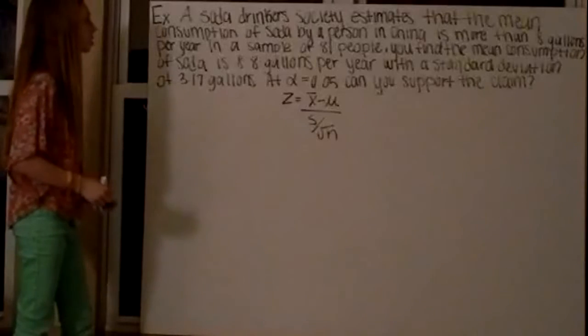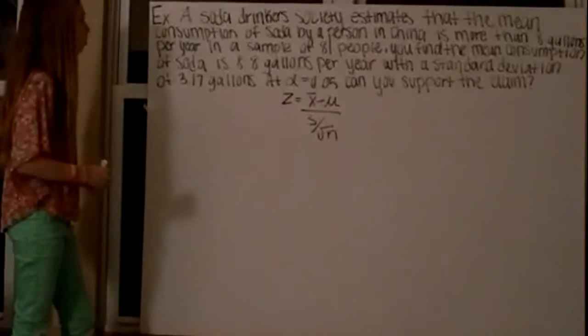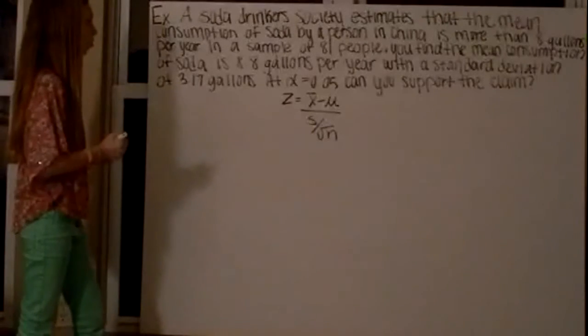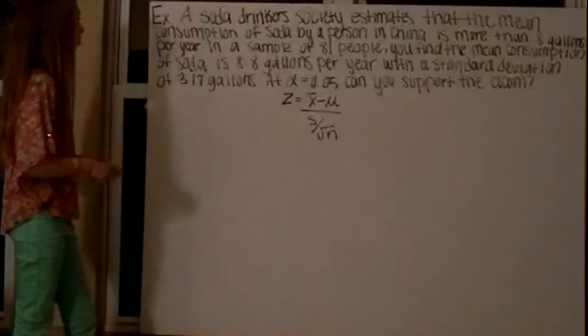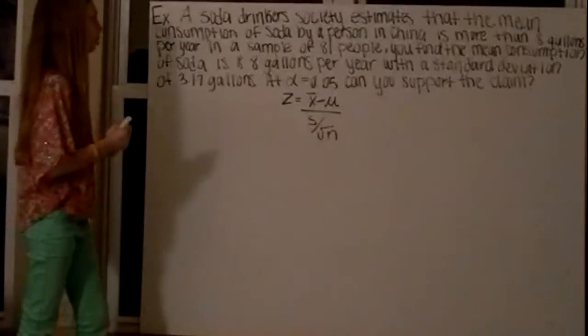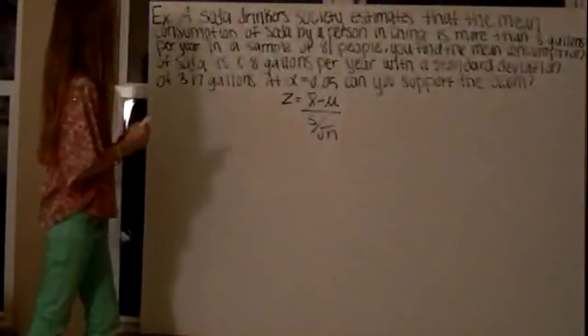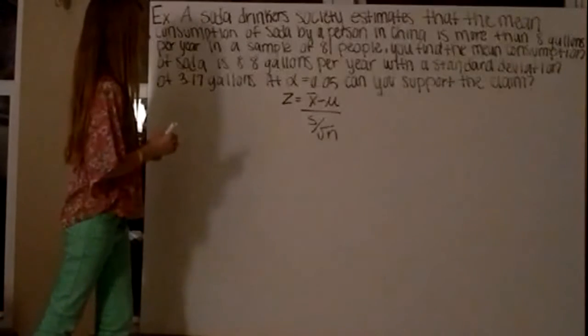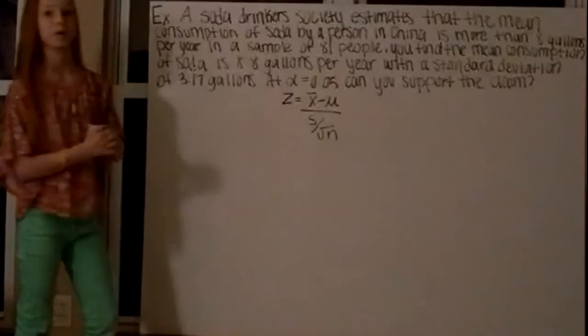A Soda Drinkers Society estimates that the mean consumption of soda by a person in China is more than 8 gallons per year. In a sample of 81 people, you find the mean consumption of soda is 8.8 gallons per year with a standard deviation of 3.17 gallons. At alpha equals 0.05, can you support the claim?